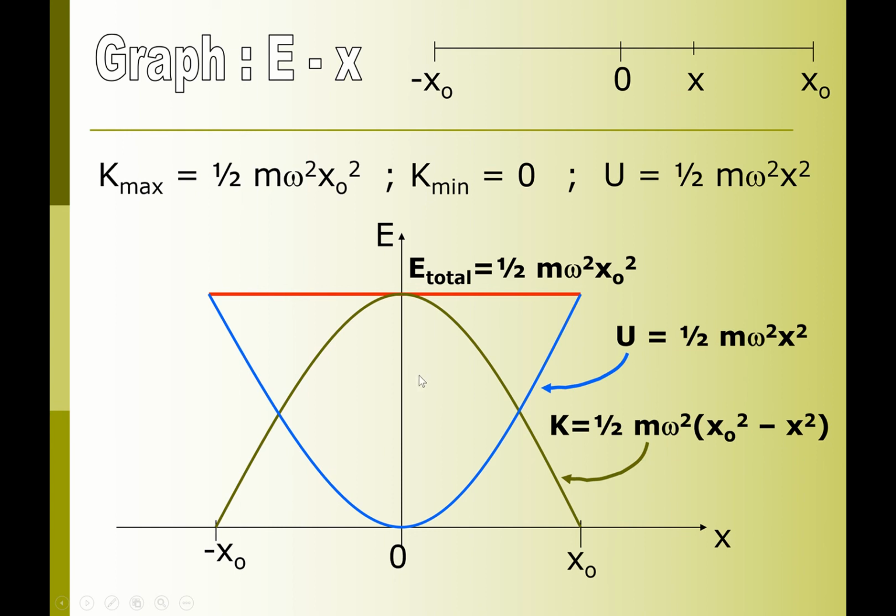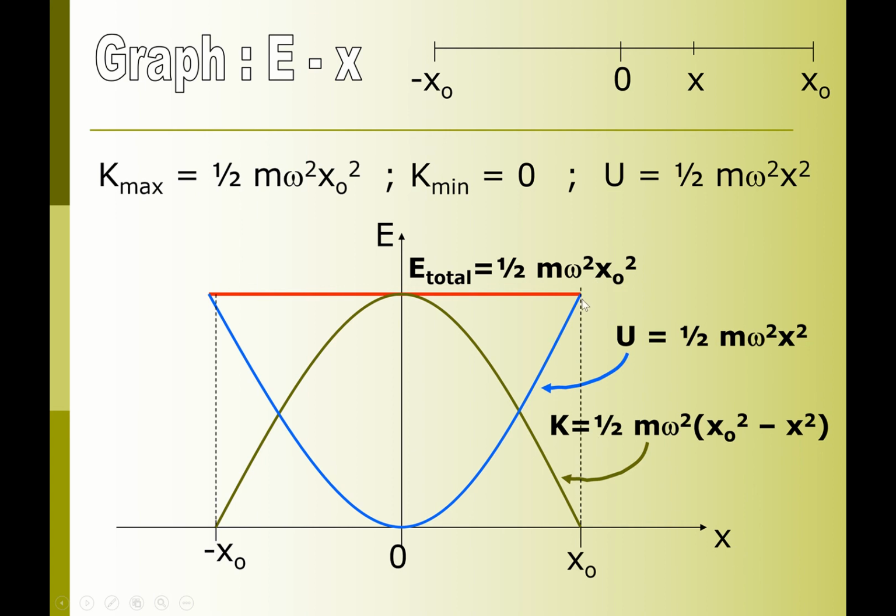So this is the graph E against x. For total energy, it is a straight line, the red line here. For the kinetic energy, it is the green parabolic curve, and for the potential energy, it is a purple parabolic curve. So these are all the expressions: potential energy is half m omega squared x squared, kinetic energy equals half m omega squared bracket x naught squared minus x squared, and E total equals half m omega squared x naught squared.